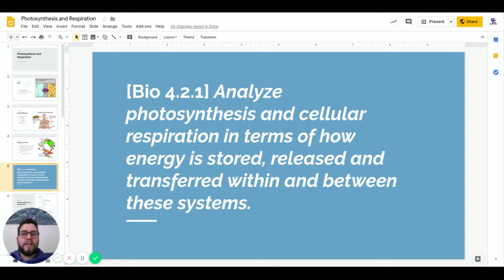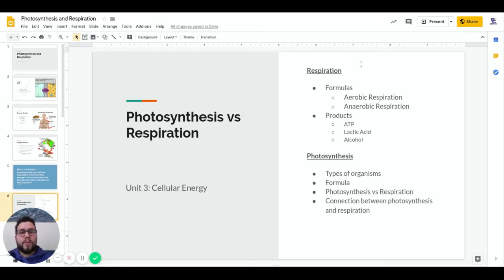So we're going to analyze photosynthesis and cellular respiration in terms of how these kinds of energy can be stored, released, transferred within and between the systems. So we'll start with respiration, compare the different types of respiration and the products that they make, and then we'll look at photosynthesis and the formula and connections between respiration.